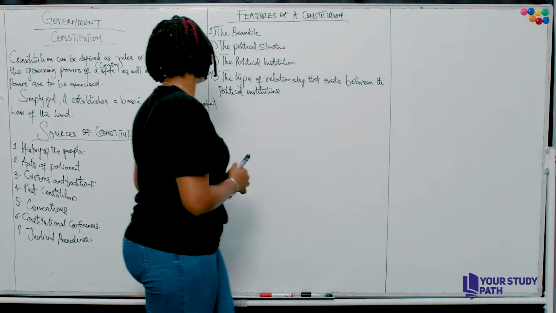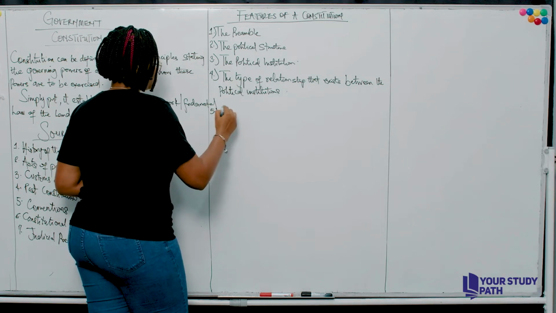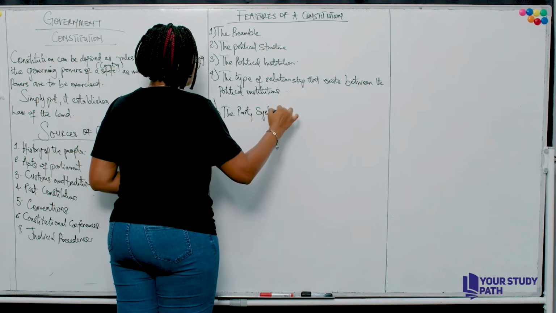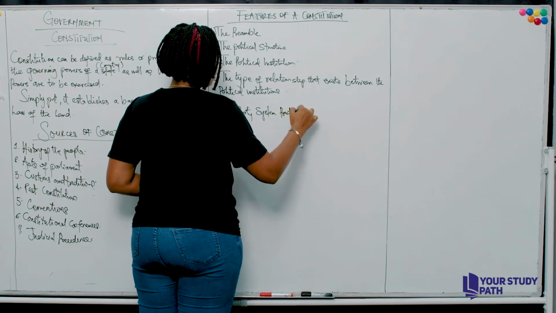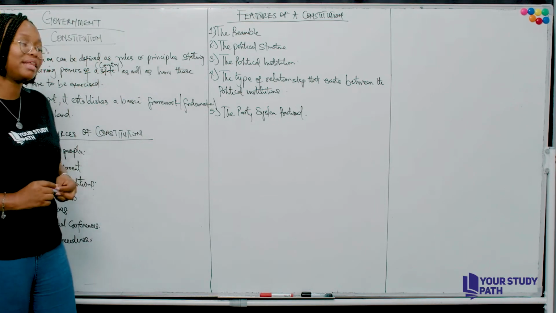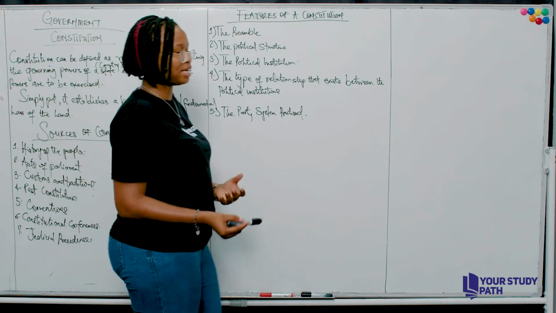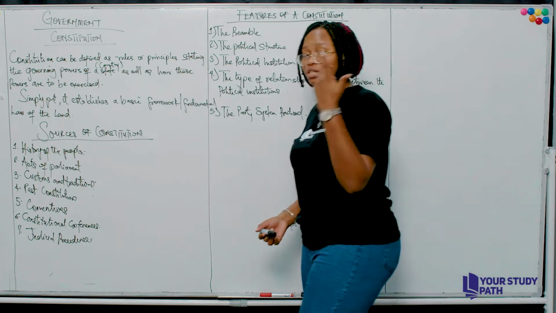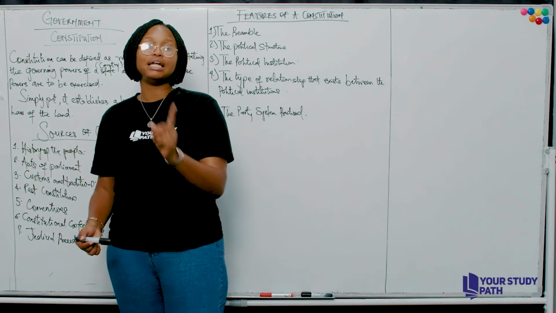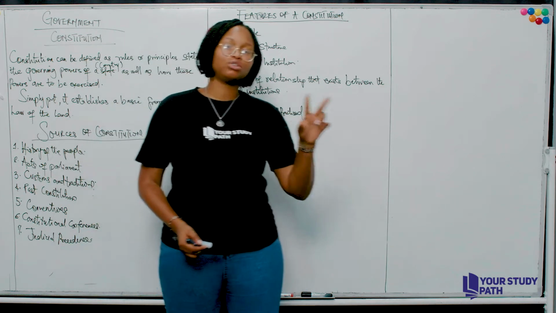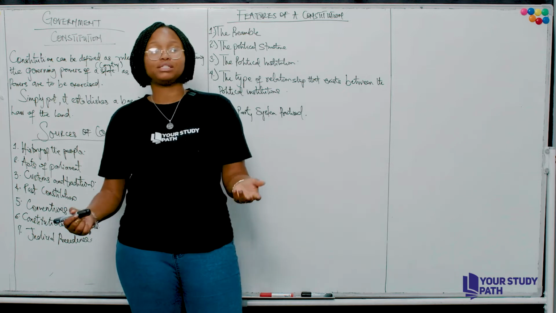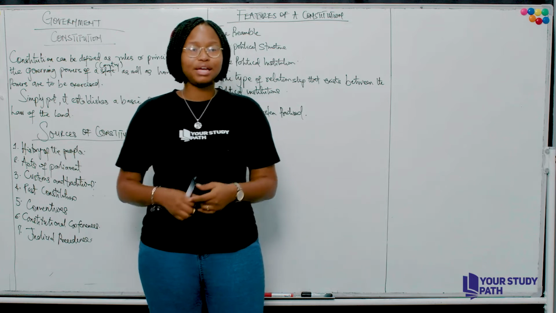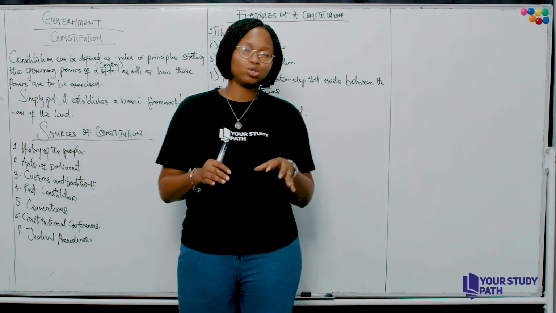Also, it indicates the party system practice. Within the Constitution, you know whether a country is a one-partisan state, two-partisan state, or a multi-partisan state. That is, if only one political party is allowed and legally recognized, or if just two political parties, or if multiple political parties are allowed, just like we have here in Nigeria. So the party system of a state is also included within the Constitution.